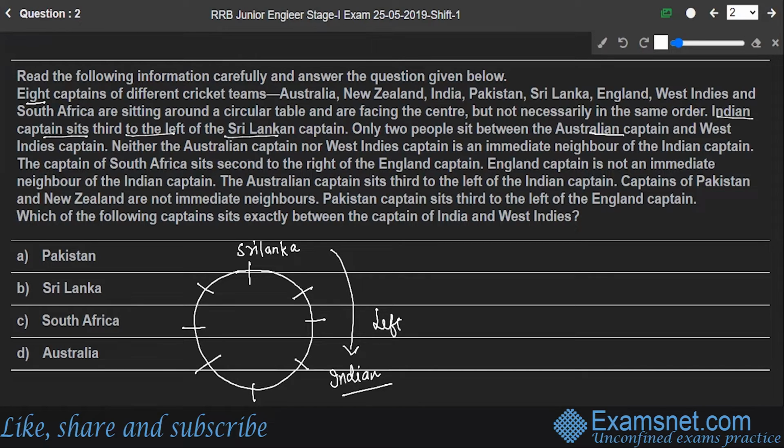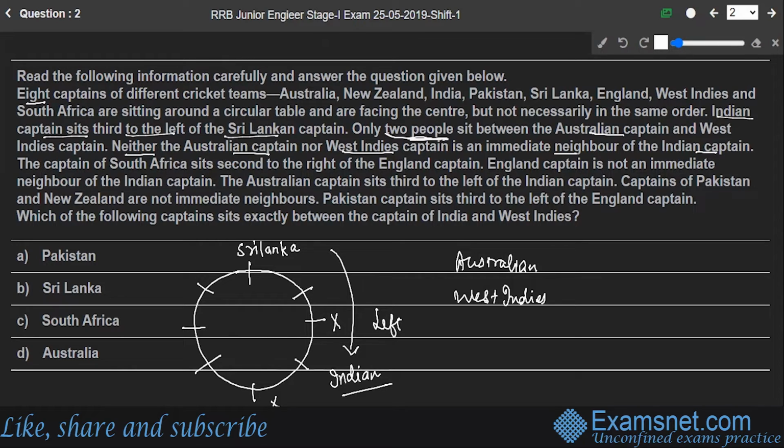And then it is said that neither the Australian captain nor the West Indies captain is an immediate neighbor of the Indian captain. So that means Australia or West Indies are not sitting at these 2 places for sure. And 2 captains are sitting between them.